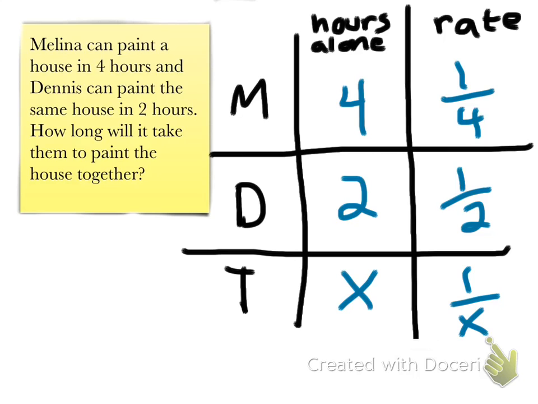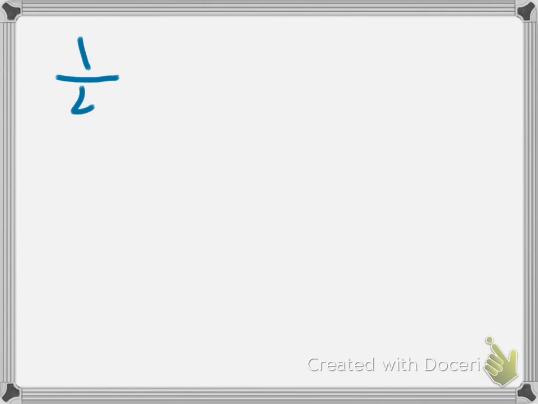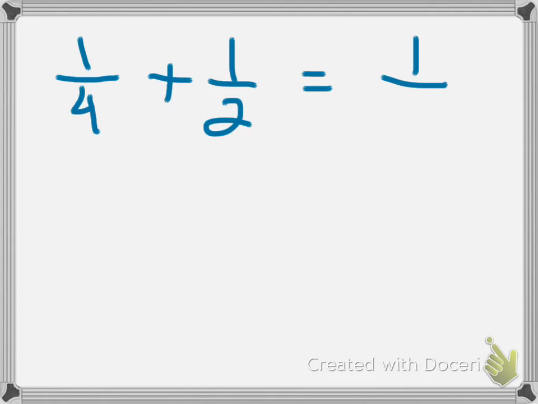Alright, so that's their rates, and the idea that you want to think about is Melina and Dennis working together, that would be the plus sign, would equal what we have under our chart as them together. So that's the 1/4 plus 1/2 equals 1 over x. Okay. Once you have this, this is what we can solve.